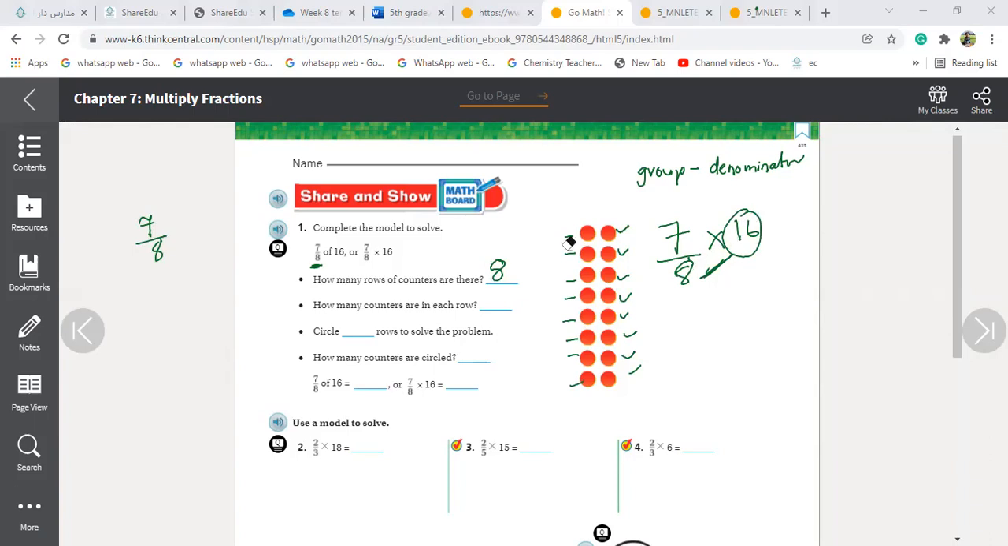You have 8 bags with you, and you have 16 balls. The question is you have 8 bags or 8 boxes and you have 16 balls. So how will you divide? In each bag, how many chocolates will you put? You have 16 chocolates and you have to divide them into 8 bags.